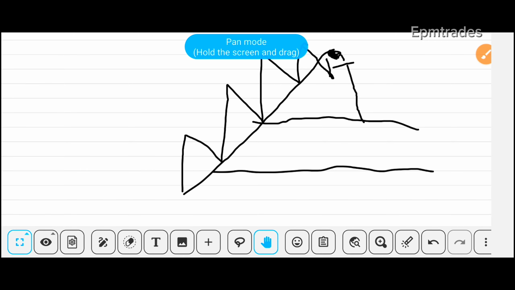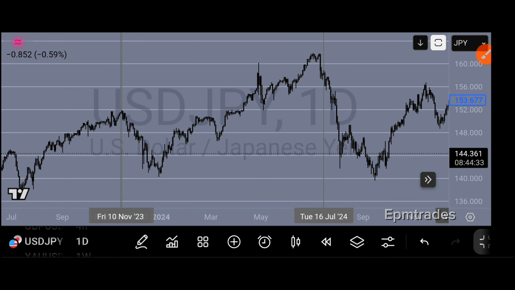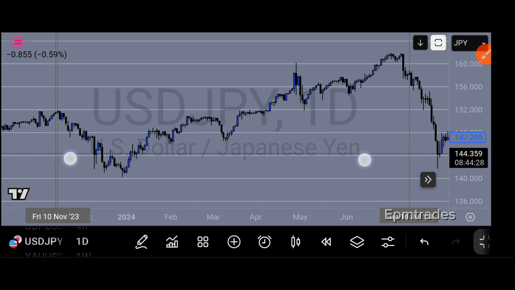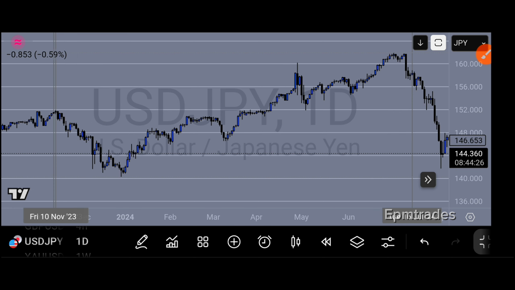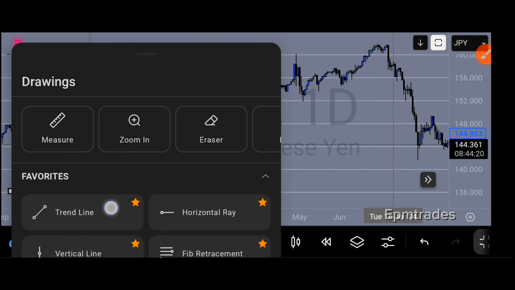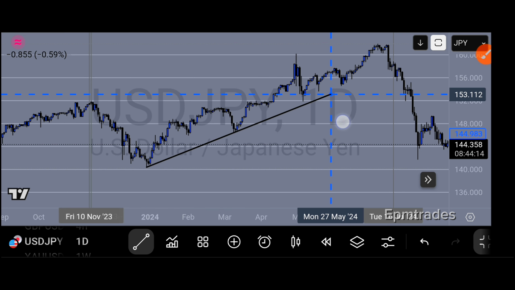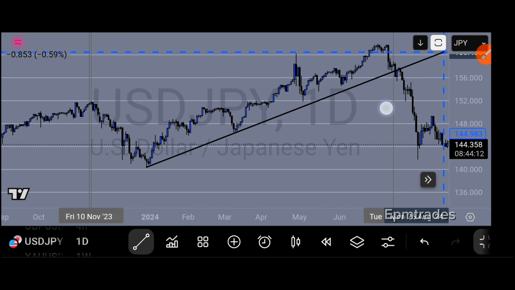So let's quickly see an example in the chart. So this is USD JPY on the daily time frame. Let's look for an example. First of all, as we all know, the first thing we need is an active trend line to the upside. So let's see if we can see an active trend line. So we click on our trend line, we get our point A here and our point B here, then we extend it to the upside.